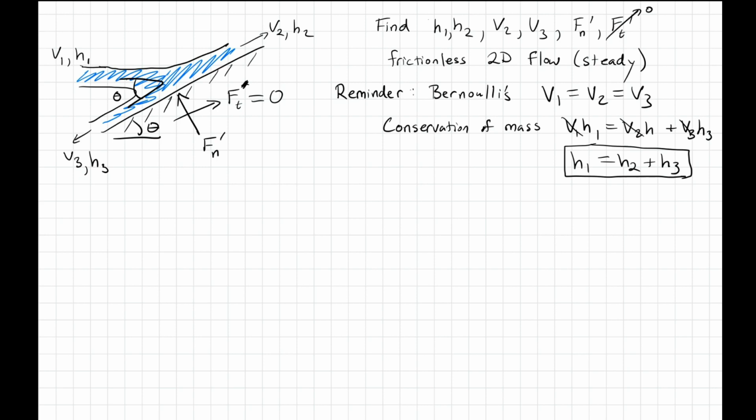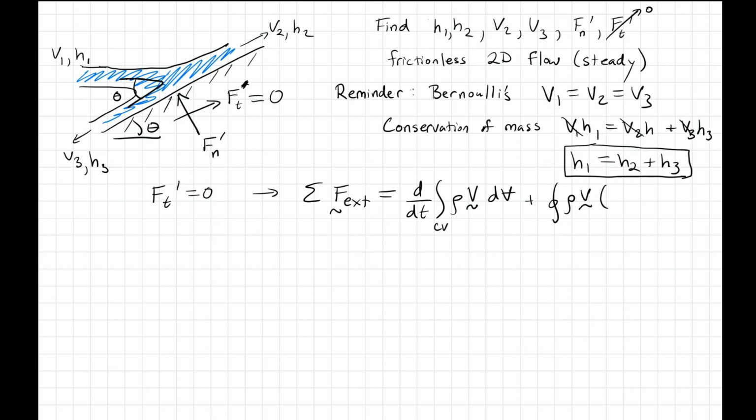Just as a physical principle, because there's no way for shear stress to impart a transverse force onto the plate, we know that the transverse force must be zero. And what we can do then is apply conservation of linear momentum. Our statement of conservation of linear momentum is that the sum of the external forces acting on the fluid is equal to the rate of change of momentum in a control volume, plus the rate of flux of momentum through the control surface associated with that.